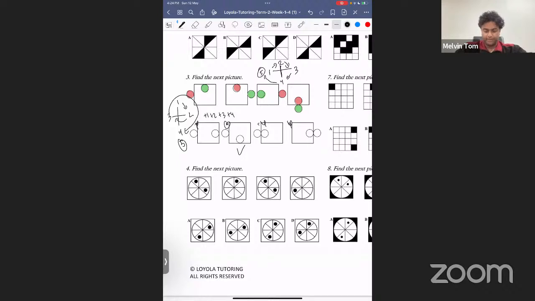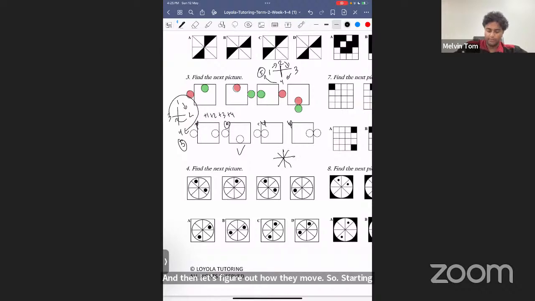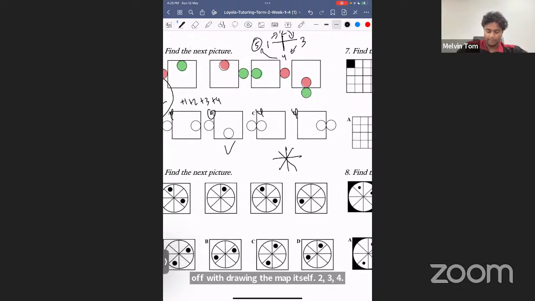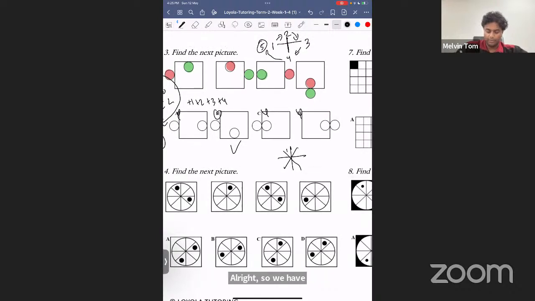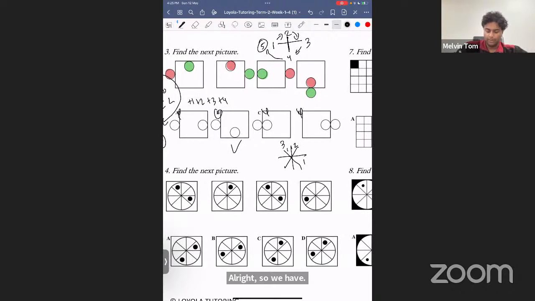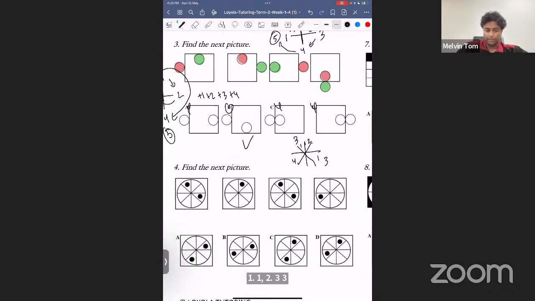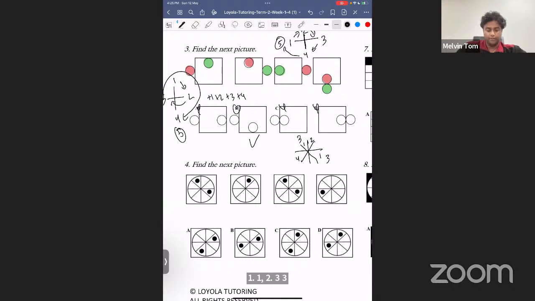Question number 4. So question number 4, here we have an eight-sided map again, and then let's figure out how they move. So starting off with drawing the map itself. 1, 2, 3, 4, right? So we have 1, 1, 2, 3, 3, 4, right? 1, 1, 2, 3, 4.